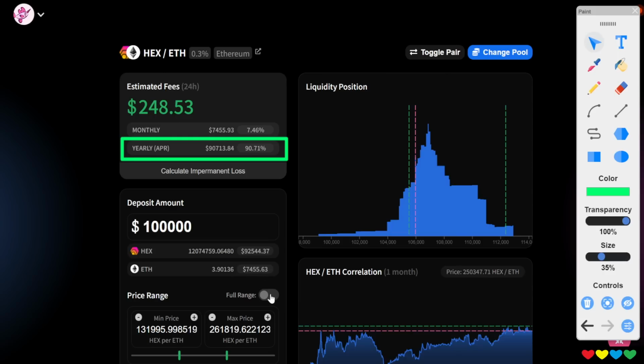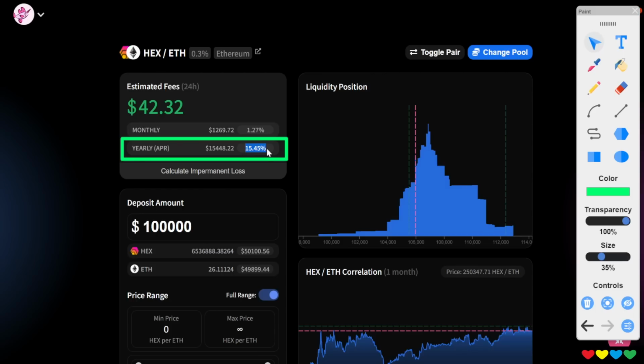You have to go down and click this full range. When I click full range, it makes it Uniswap v2. Look how much the rate drops. Now you're down to 15% for the year. You see how tiny that is? You're like, crap, man, 15%? Think about that. How easy is it to make 15% if you deploy part of your Ethereum out there?